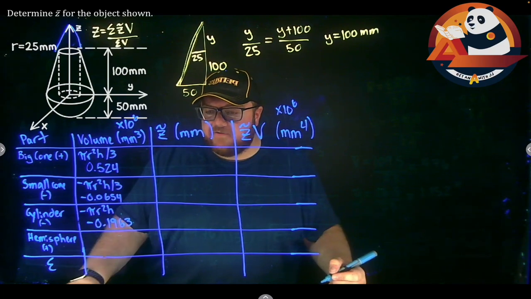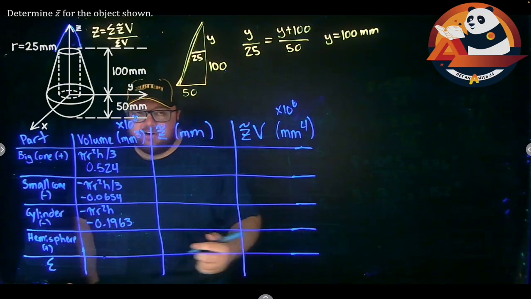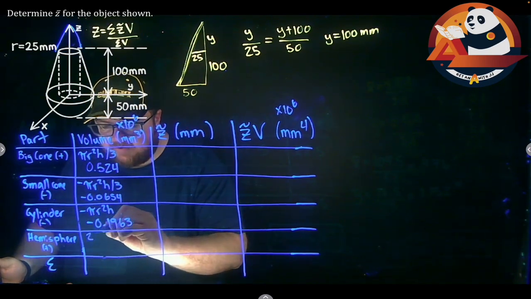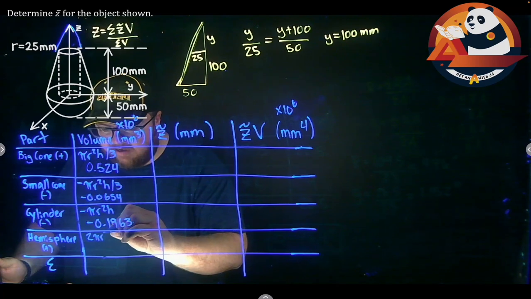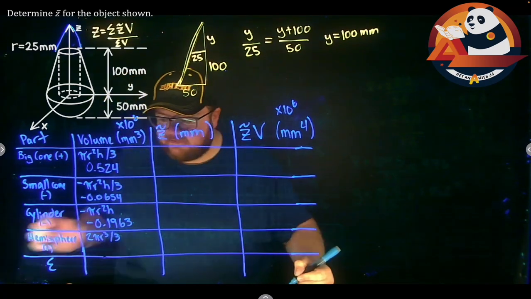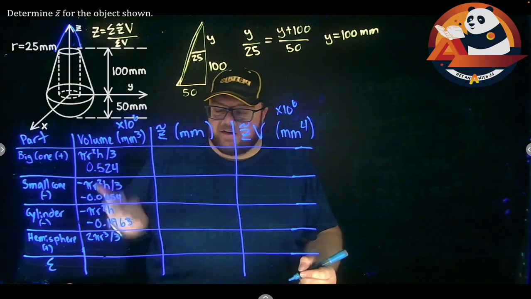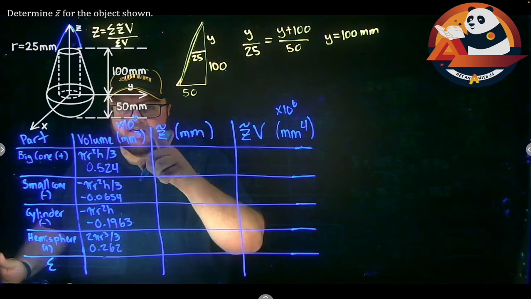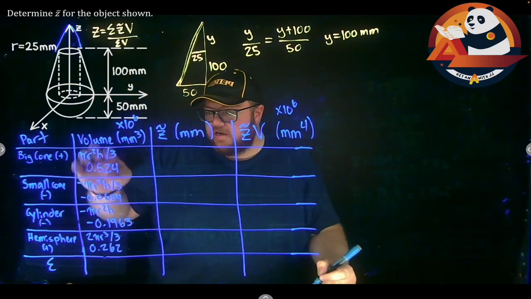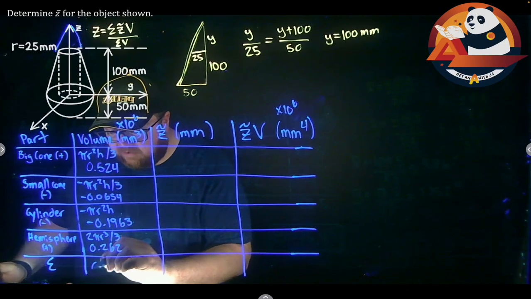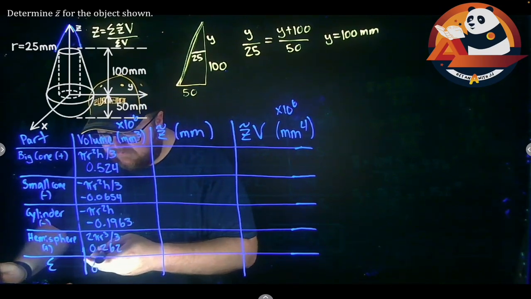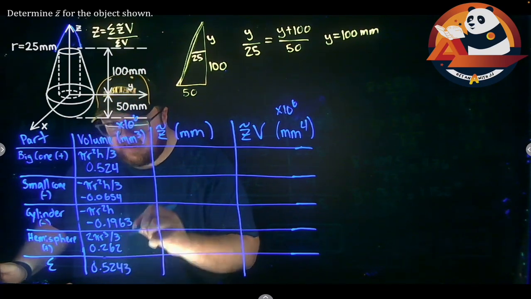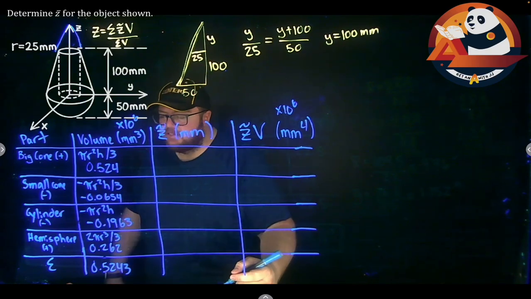And finally, our hemisphere. An entire sphere has a volume of 4/3 pi r cubed. So half of a sphere would be half of that, or 2/3 pi r cubed. We'll write that as 2 pi r cubed over 3, where our radius is 50. This is going to get us 0.262 times 10 to the 6th cubic millimeters. Adding all of that up, we get 0.5243 times 10 to the 6th cubic millimeters.